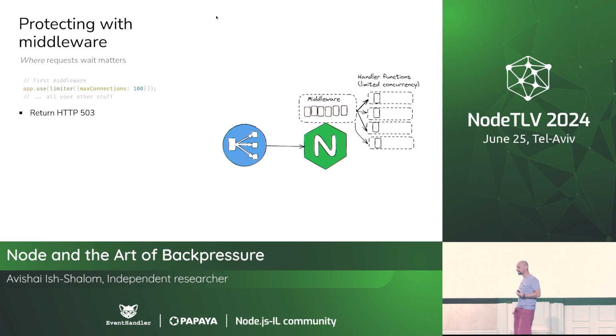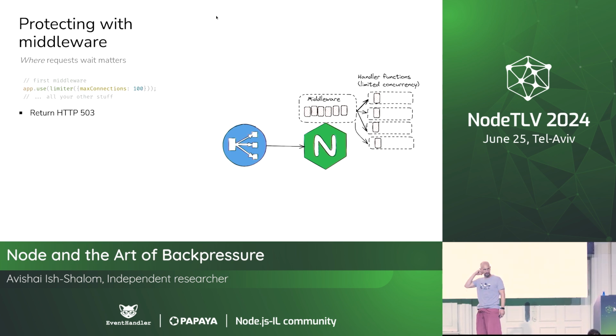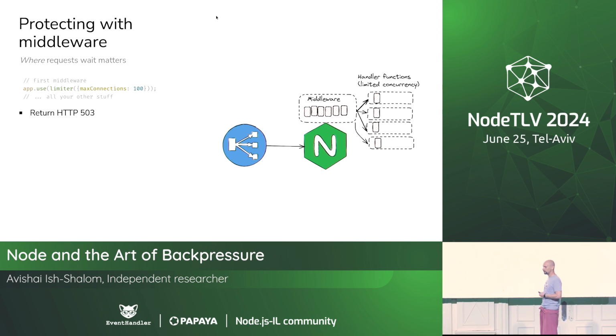Now, the idea here is that although we already receive that traffic and it does consume some resources within Node.js, it doesn't consume as many resources as if we started to actually handle this traffic and open database connections, connections to the upstream, allocate memory, and so on. So it actually matters where we have those requests waiting.